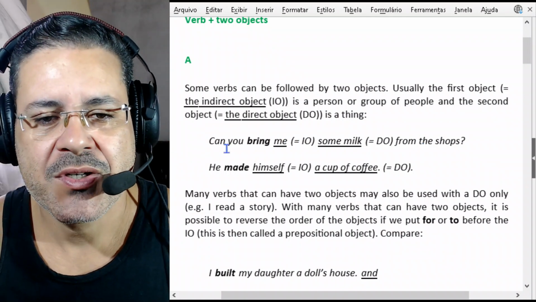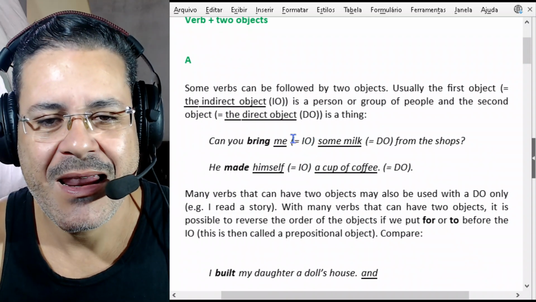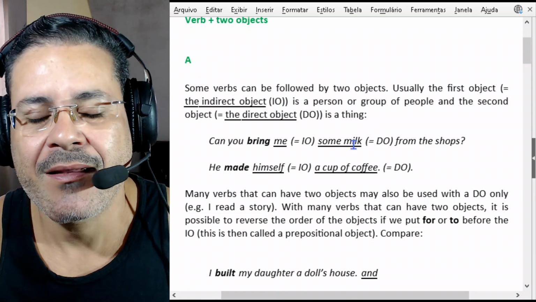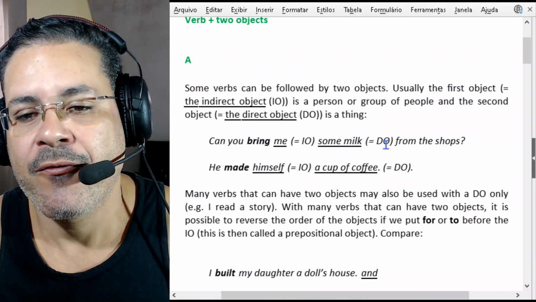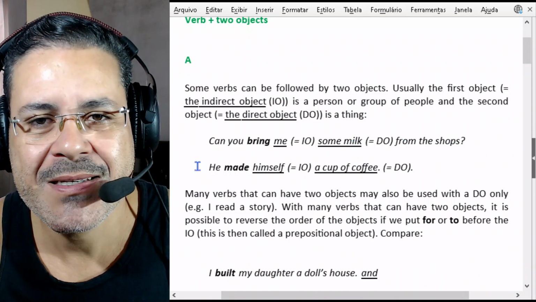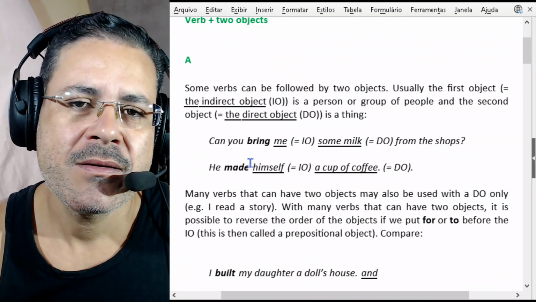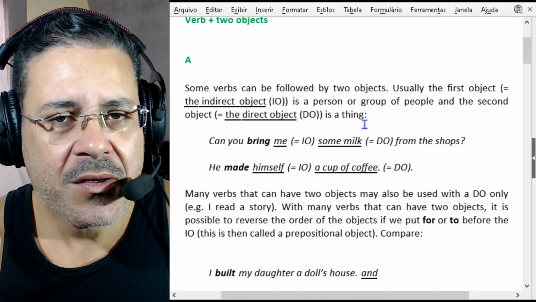So we've got, can you bring me, the indirect object, some milk, direct object, from the shops. Can you bring me some milk from the shops? Can you bring me what? Some milk. From what? From the shops.